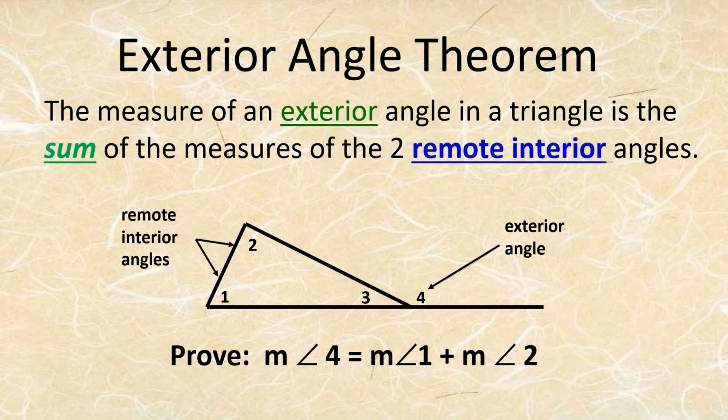Okay, so that's the theorem, right? I told you that if it's a theorem, it has to be proven before you can use it. So this is the given diagram. You have to prove that the exterior angle, labeled as angle 4, is equal to the sum of the measures of the remote interior angles, labeled as angle 1 and angle 2. So prove that the measure of angle 4 is equal to the measure of angle 1 plus the measure of angle 2.